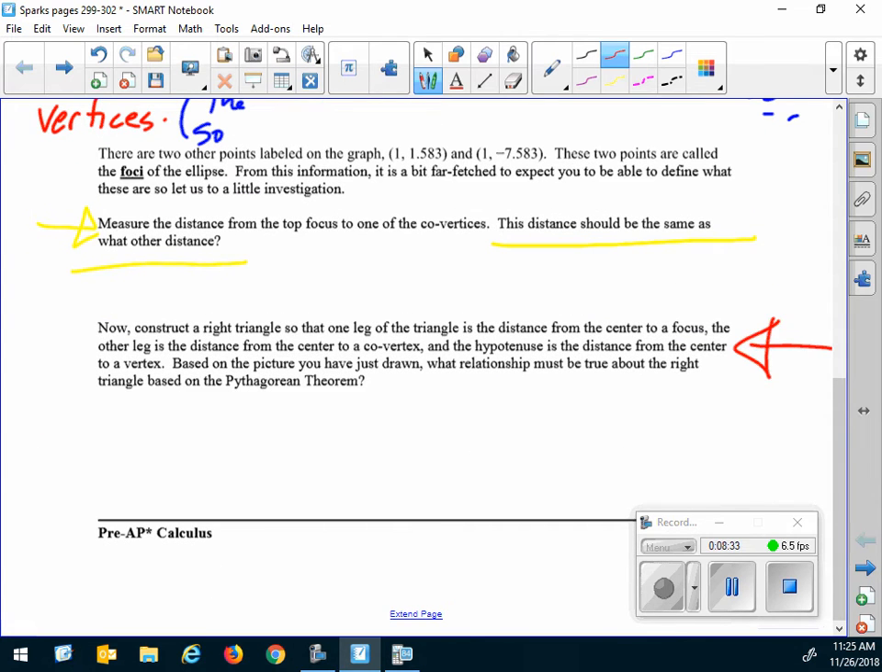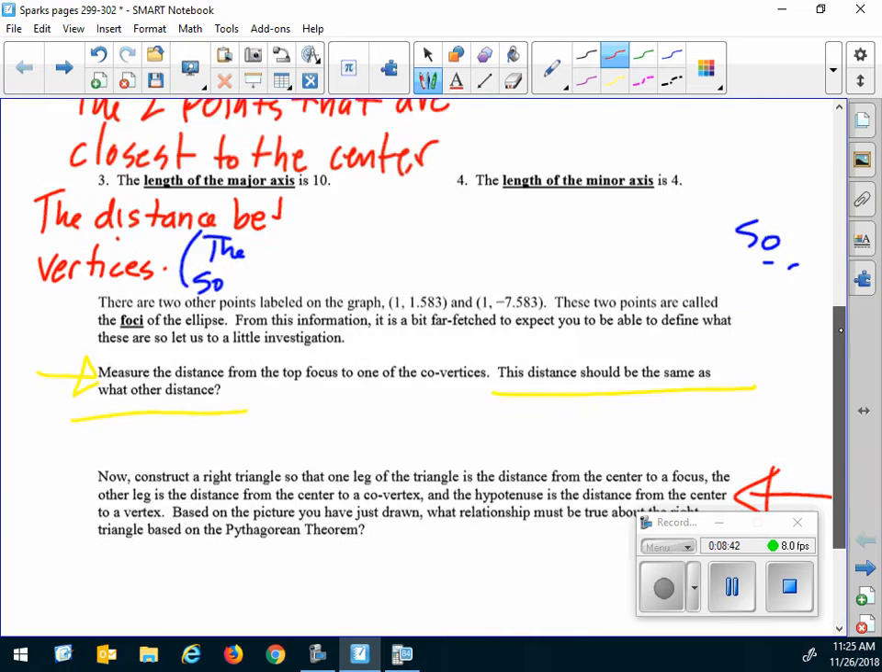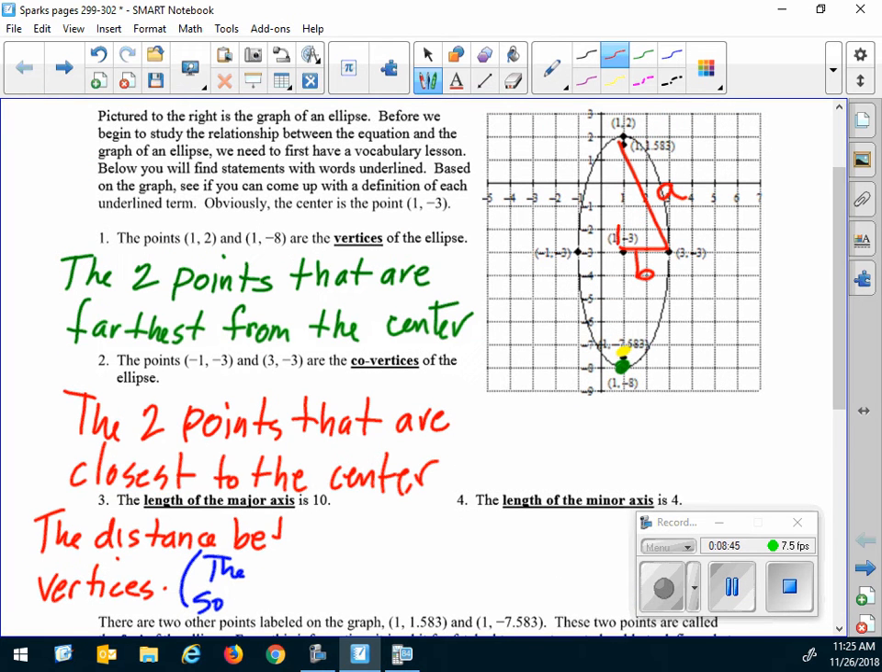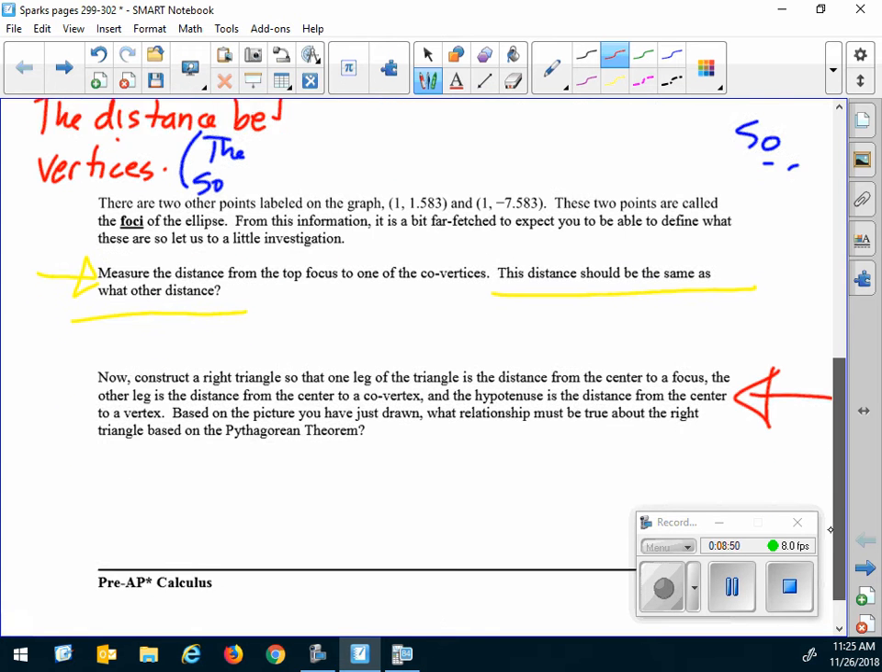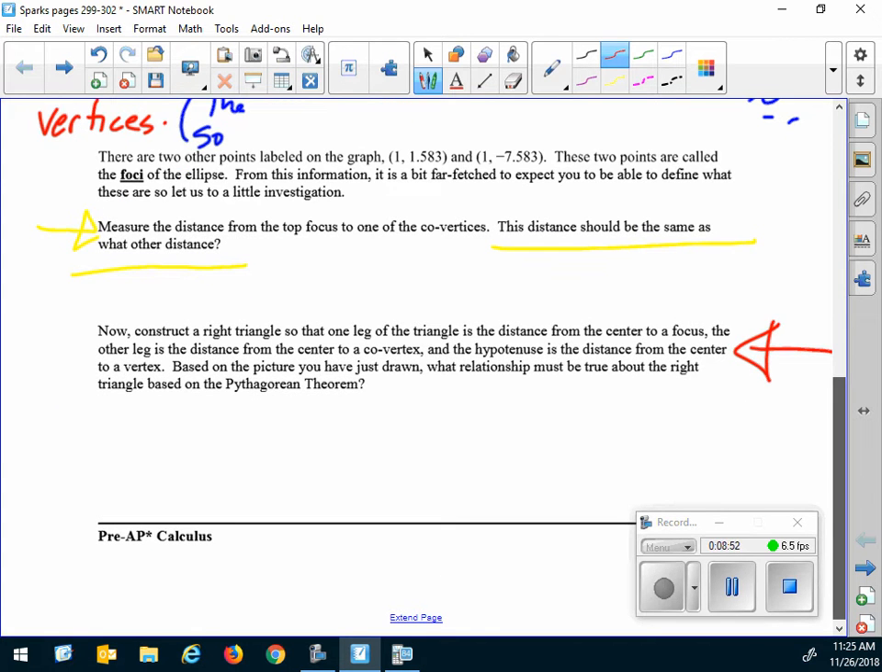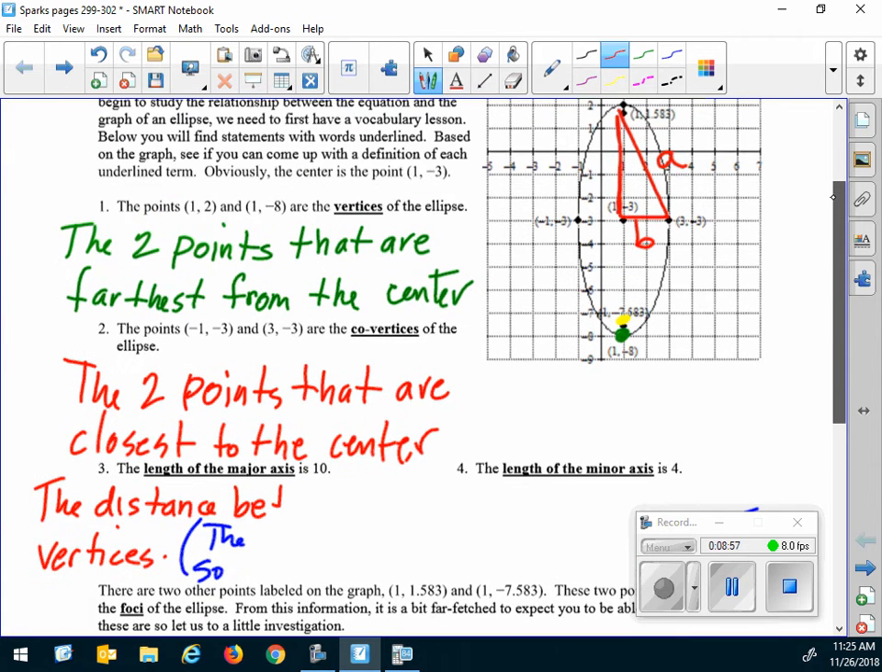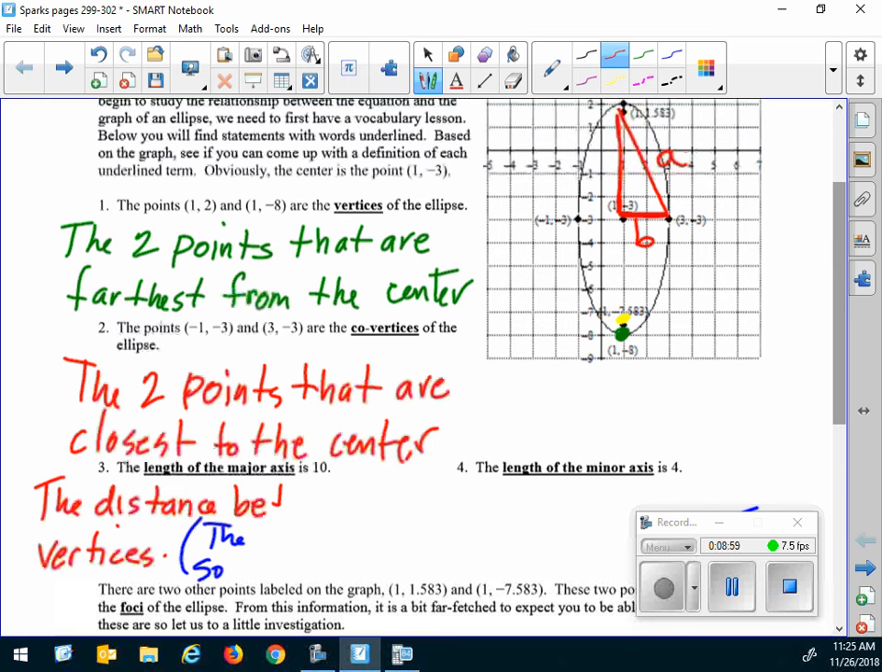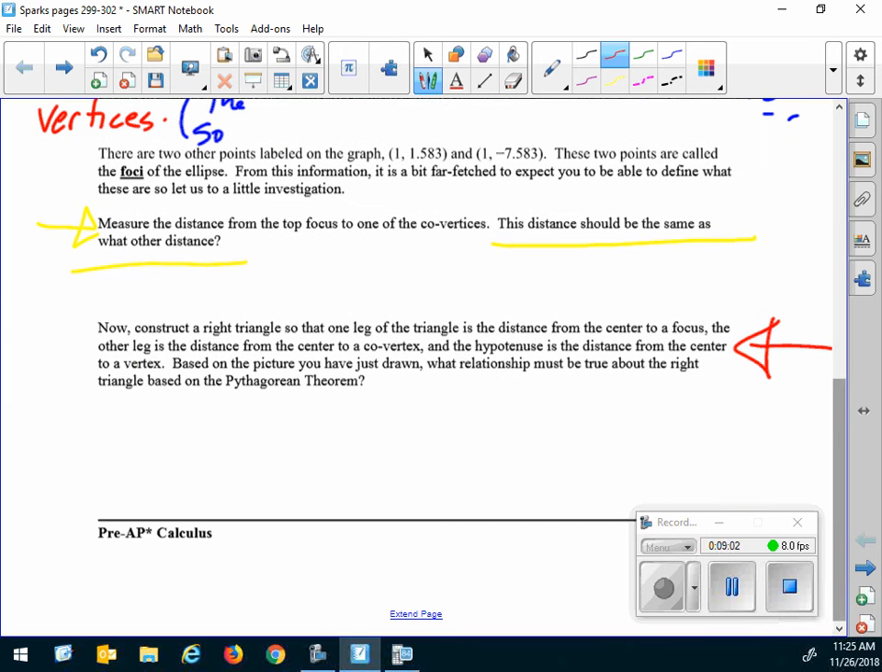We're looking right here. Now construct a right triangle so that one leg of the triangle is the distance from the center to the focus. Right there. The other leg is the distance from the center to a covertex, which is this piece right here. And the hypotenuse is the distance from the center to a vertex.